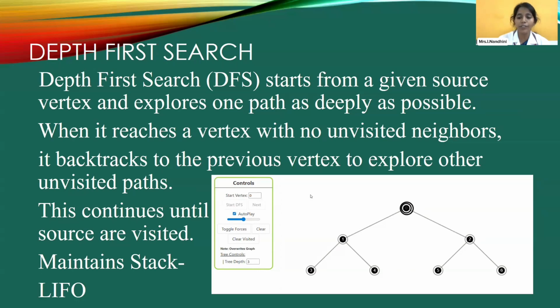From 0 it will traverse to 1. Again it will travel to 3, which is the deepest level of 1. Then it will backtrack to 1. Then it will traverse to 4. Again it will backtrack to 1, then backtrack to 0. Then it will traverse to 2, then to 5. Then it will backtrack to 2. Then it will traverse to 6. Finally, we reach the goal 6. So this is called depth first search.